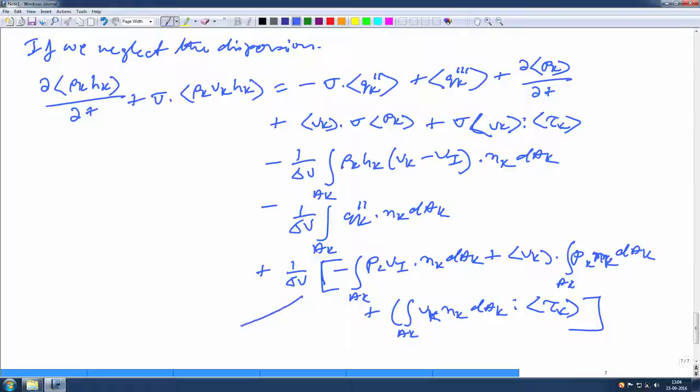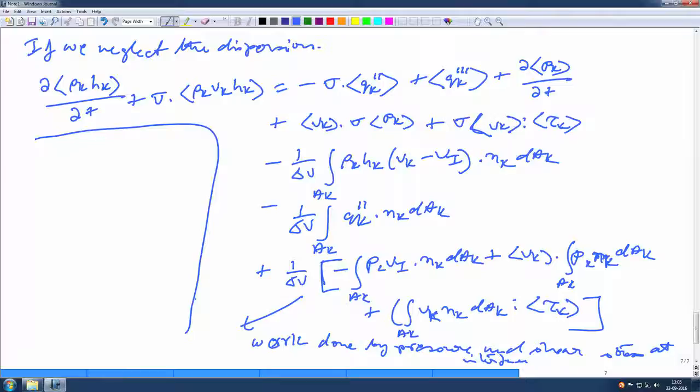Okay. So this particular part, what you see over here, this P_k, is basically the work done by pressure and shear stress at the interface. So this basically completes this part of the energy equation. So you know the individual terms.